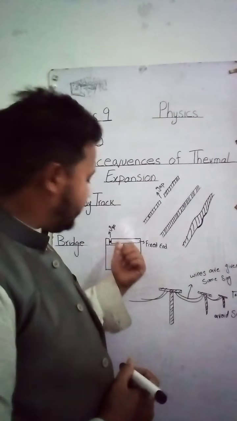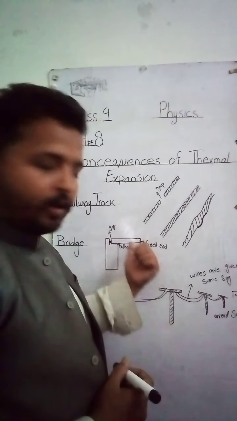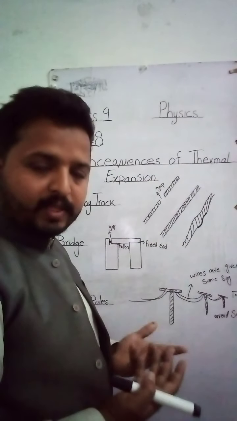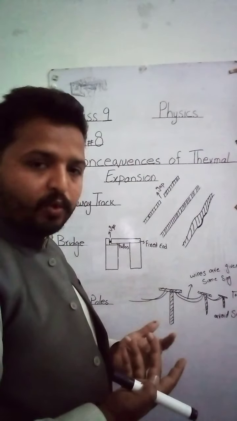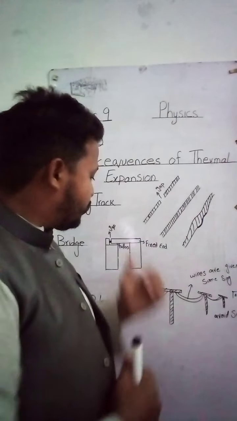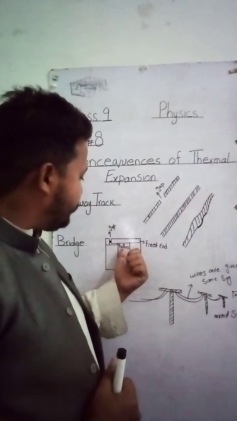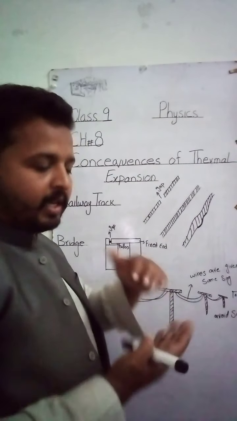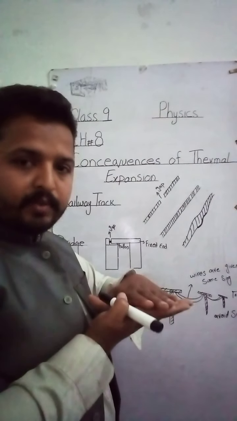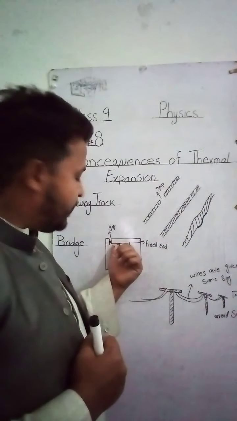Otherwise, if this gap is not present, then in summer the expanded portion of the steel girder will destroy the bridge, because it has to move somewhere. If there are no gaps, it will push the next pillar and destroy the bridge. So to avoid the destruction of bridges, gaps are left, and we use rollers to avoid friction. When the expanded part of the steel girder moves forward, to avoid friction with the ground, we use rollers here.